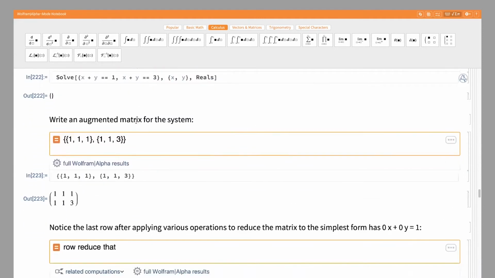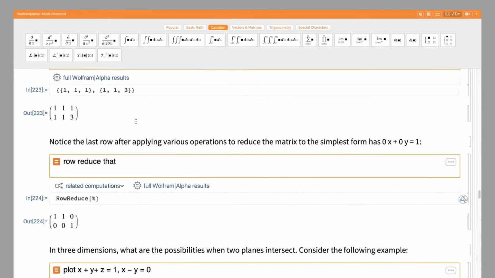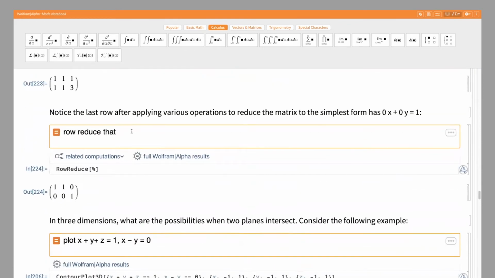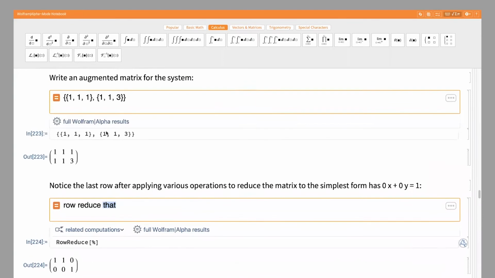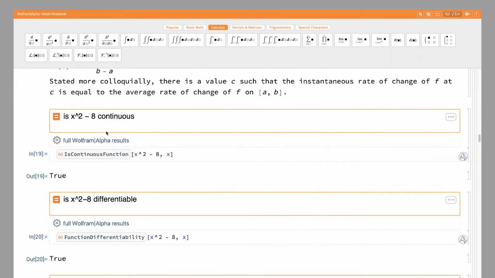We can again rewrite this as an augmented matrix. You could provide the various row operations, so we could say row reduce that. We can row reduce this and see what the form of that would look like. In a traditional classroom, you're going to be doing the various steps that lead to that, which we also have, and you can directly access that from the notebook here. But that leads me to my next question.